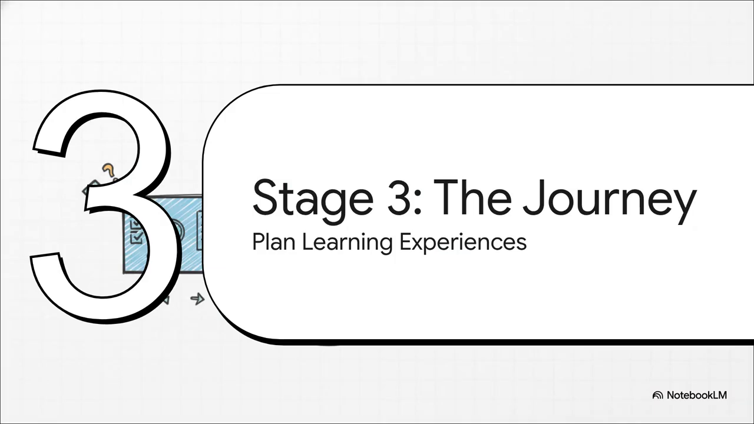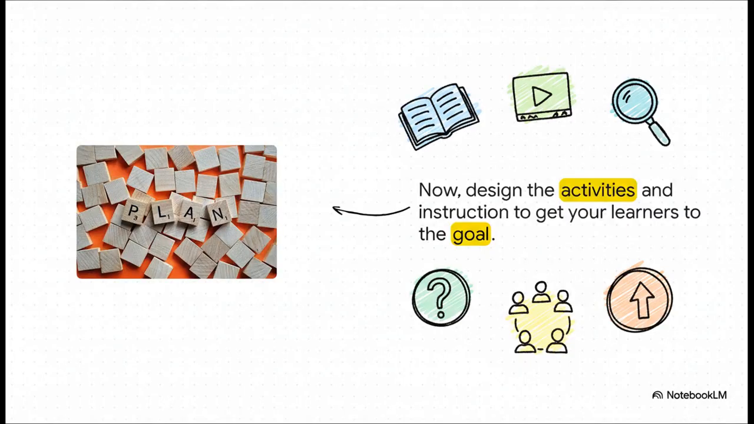So, we have our destination, we have our proof of arrival. Now, and only now, do we actually plan the journey. Welcome to stage 3. This is where you finally get to design your lessons. Every lecture, every single activity, every reading assignment, it's all chosen for one reason, because it directly helps learners build the skills they need to create the evidence you decided on back in stage 2. There's zero wasted motion. Everything has a purpose.